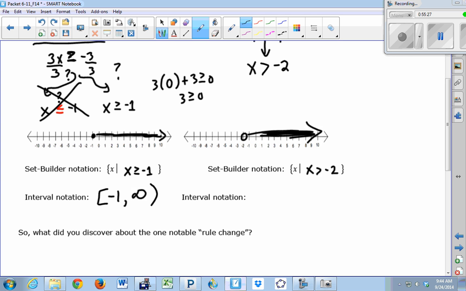And then interval notation. Kai, can you help me with that? Negative 2, yeah. Yeah. Yeah. And what? Parentheses on both. Perfect. Okay. So that's how you deal with a linear inequality.